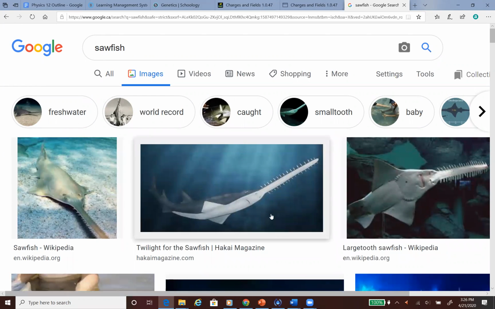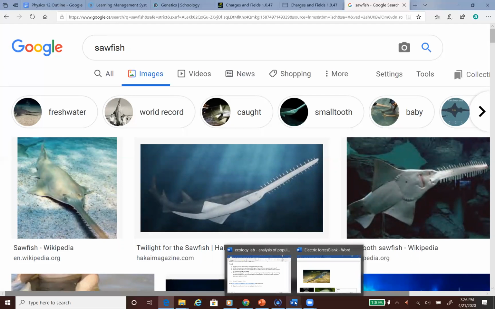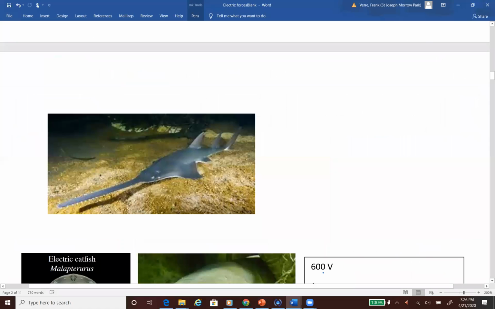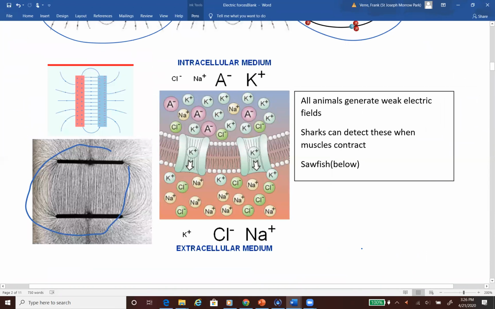And this instrument that they have that looks like a saw can be used to kill organisms when it's hunting, but it's also very sensitive to electric fields. So sharks and things like sawfish can actually detect the electric field generated when muscles contract. We can't do that, but they're sensitive enough to do that.